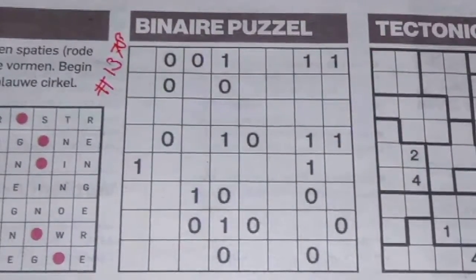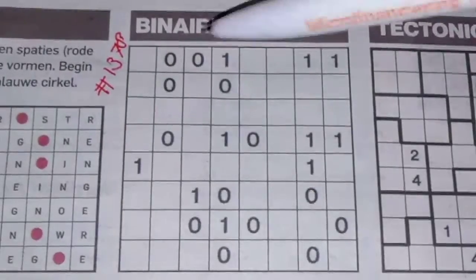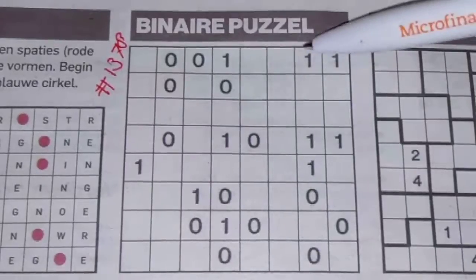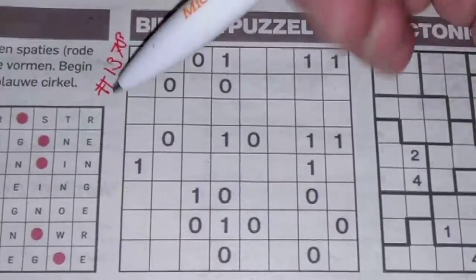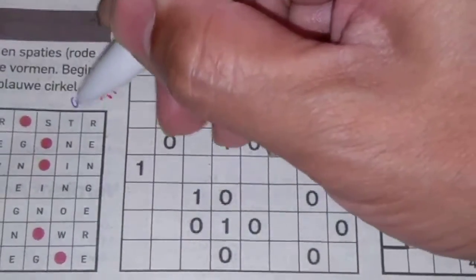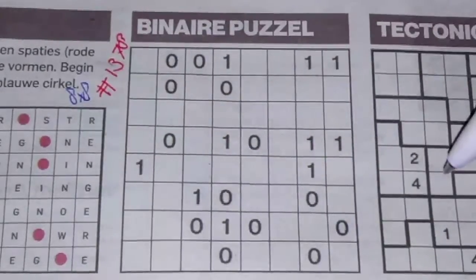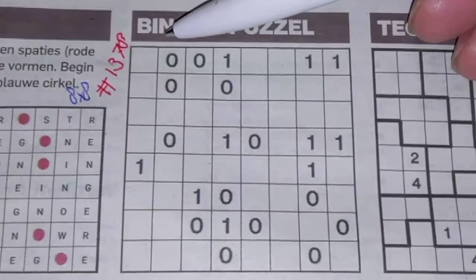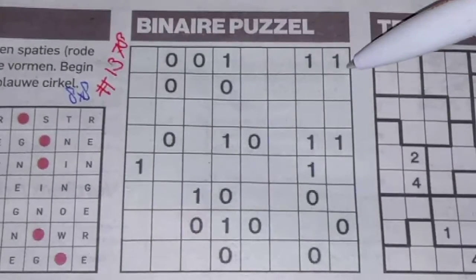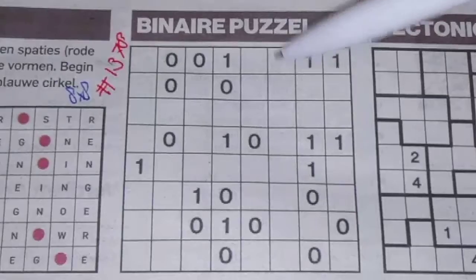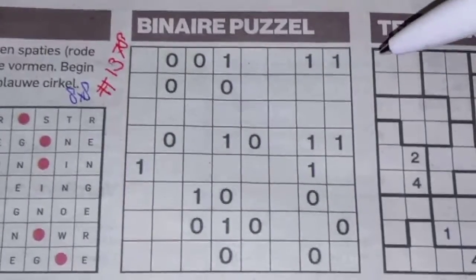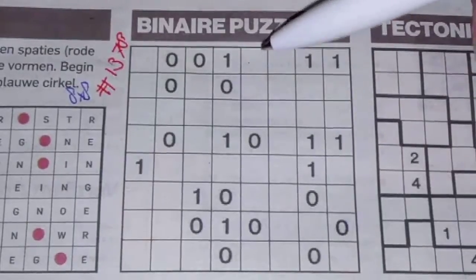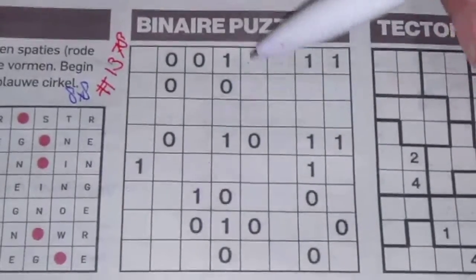And what kind of binary puzzle is this one? We have 1, 2, 3, 4, 5, 6, 7, 8. That means 8 by 8. A binary puzzle. That means we have 4 ones and 4 zeros in a row or in a column. So let's get started.